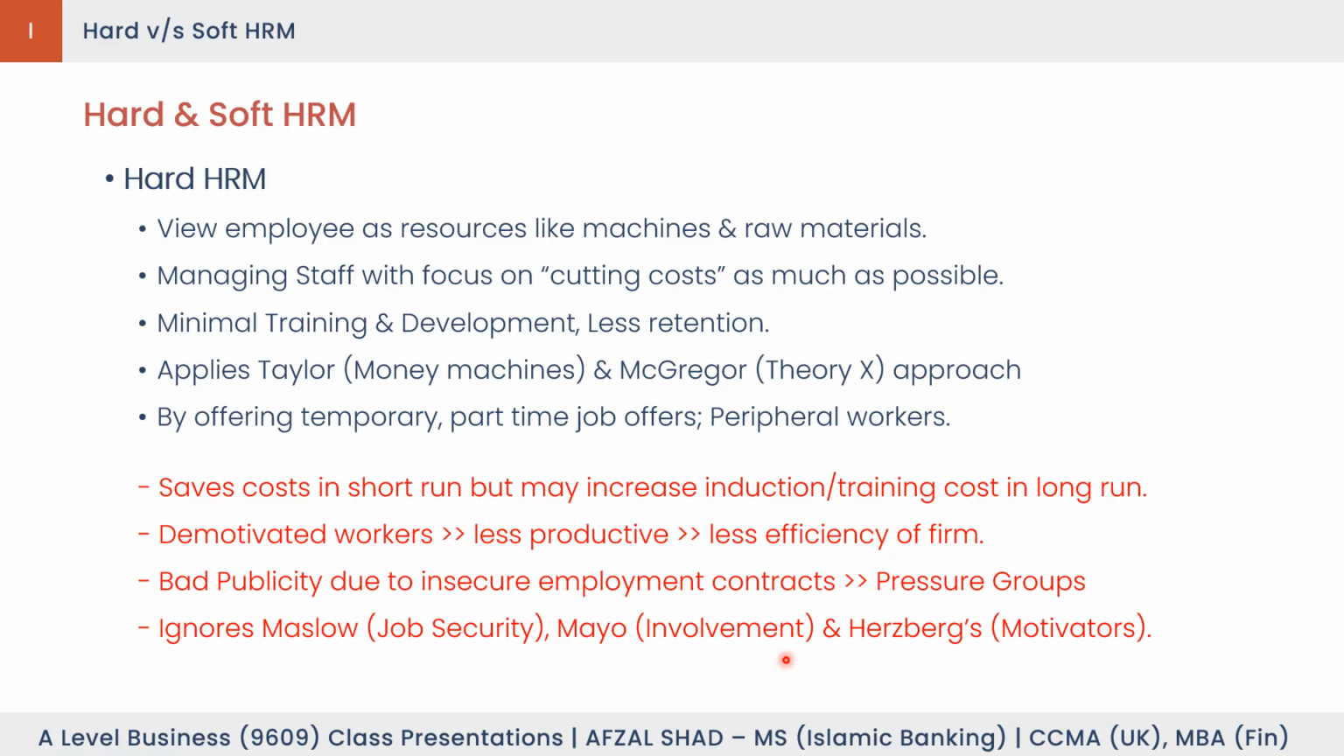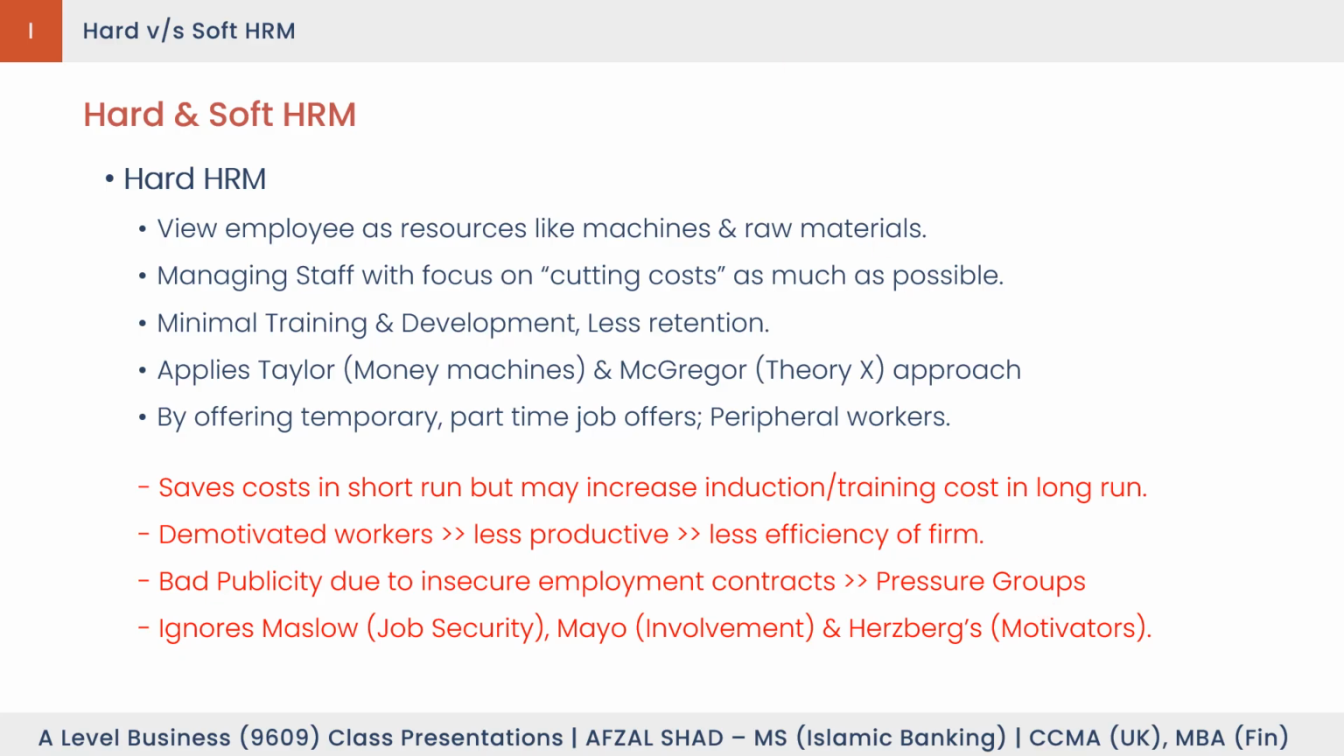So before firing the employee, why don't you discuss the matter with them, and if they are ready to get the training, why not? And then you are ignoring Herzberg's motivator element as well. You are actually demotivating the employees, not motivating them anymore. Now, if hard HRM is so bad as we're seeing over there, do you think it should be workable, or is it still working in organizations?